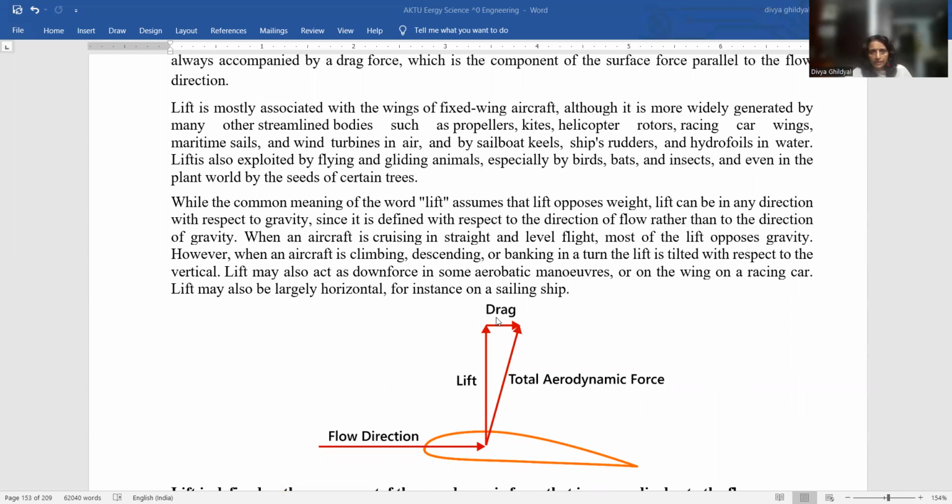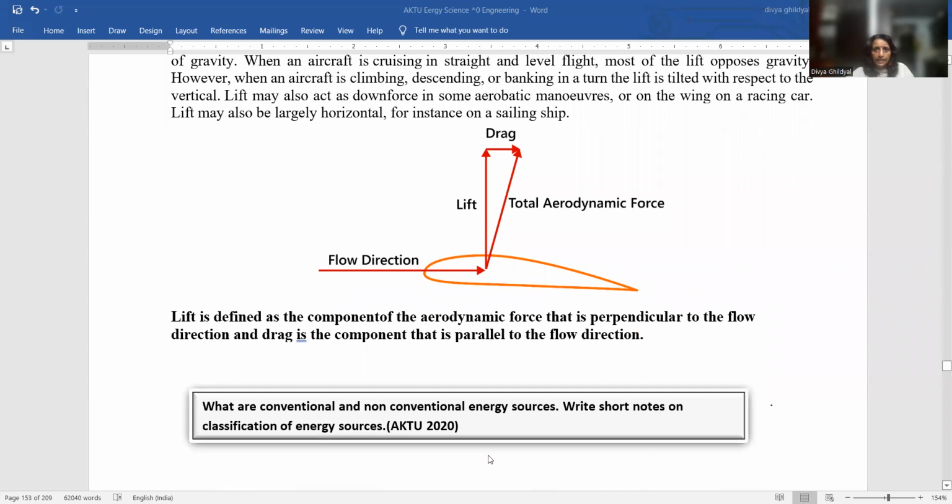You can take the example that the common meaning of the word lift means to lift opposite the weight, or lift can be in any direction with respect to gravity. Simple English meaning: uthana, lift. And when an aircraft is cruising in a straight and level flight, most of the lift is opposing the gravitational effect. And when an aircraft is climbing, descending, or banking in a turn, the lift is tilted with respect to the vertical. Look here in this diagram, it is tilted with respect to the vertical. Lift may also act as a downforce in some aerobatic maneuvers or on the wing of a racing car. Lift may also be largely horizontal, for example, in a sailing ship.